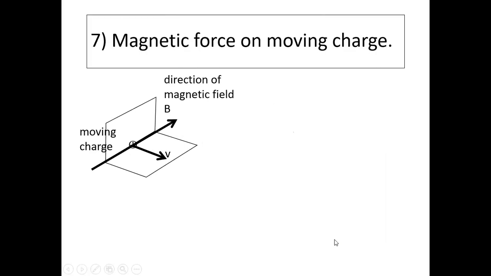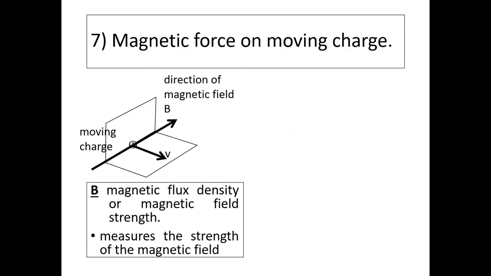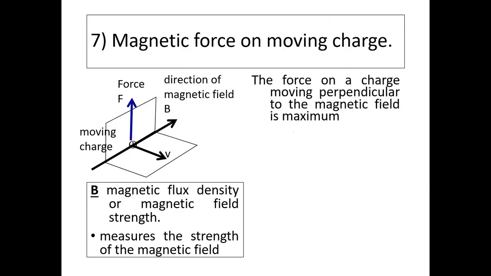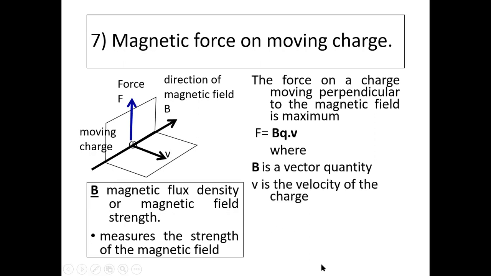Then you have the force. Magnetic force on moving charge. B is basically measuring the strength of the magnetic field, how strong. That's why some older books will call it intensity. So if the charge is moving perpendicular to the field, then the force is maximum. That's why we just write BQV. Remember that B is a vector quantity, and that velocity is also a vector quantity. It is the velocity of the moving charge, and Q is the charge.